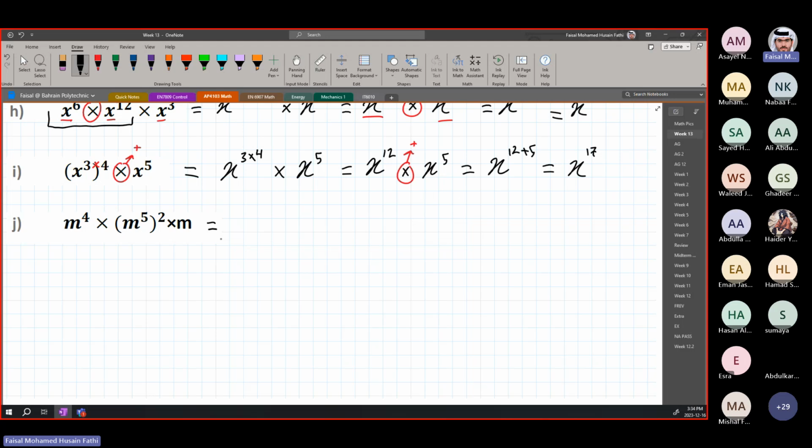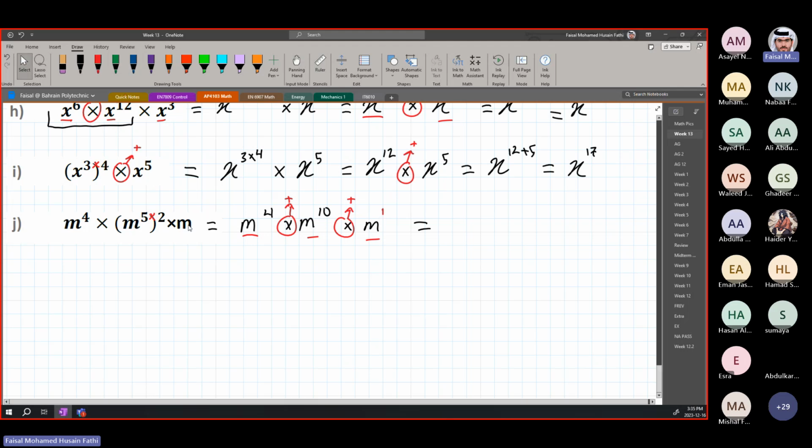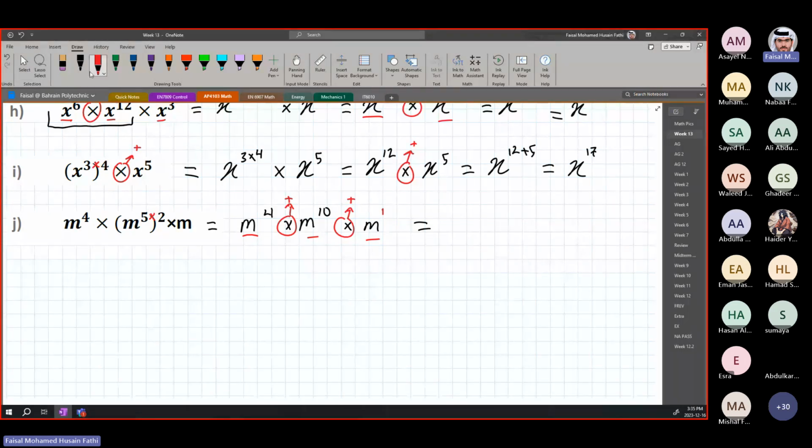Same thing again here. Step by step, you always go step by step. So we have m to the power of 4 times, this is going to be multiplication, so it's equal to m to the power of 10. I'm just going to take a shortcut here, times m. If you're comfortable, you could take all the bases. They all have multiplication, so we could do plus in between. Remember, if there's no exponent, that means it's to the power of 1 and not 0. So for the m over here, it doesn't have an exponent. This isn't a 0, this is a 1. So simply, this will be equal to m to the power of 4 plus 10 plus 1, which is equal to m to the power of 15.